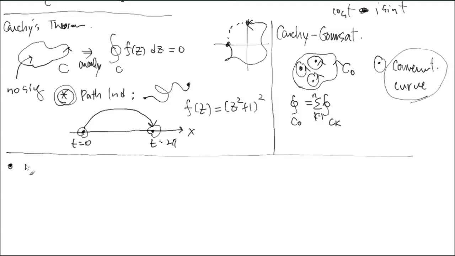They don't name this. I looked at the Churchill and Brown book. They don't even name this one, but I'd like to name this one: the fundamental theorem of complex integration, Part 2.